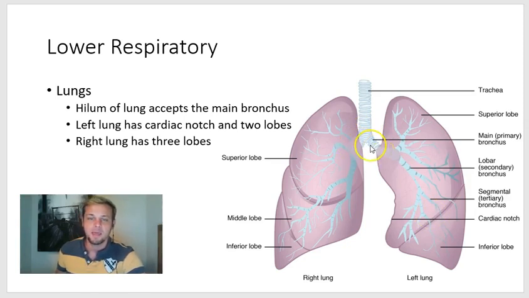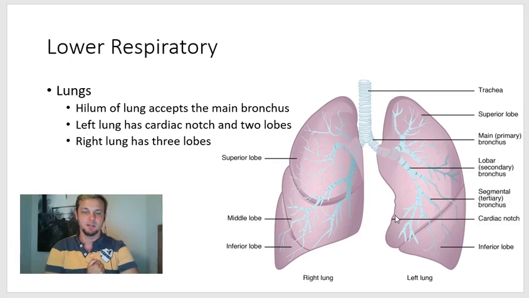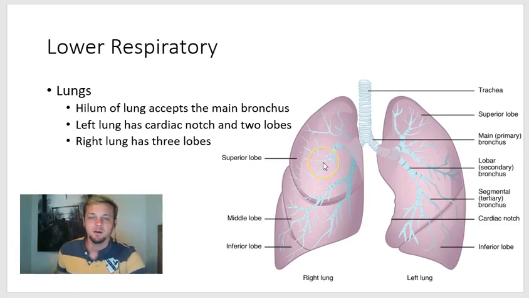And then from there, if you look at the left lung, you have two lobes, superior and inferior, and a cardiac notch where the heart sits. So your heart sits a little bit off to the edge, to the left side. And then on your right side, you're going to have superior, middle, and inferior.